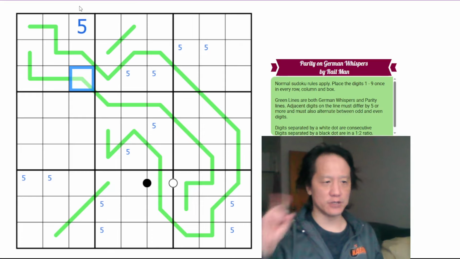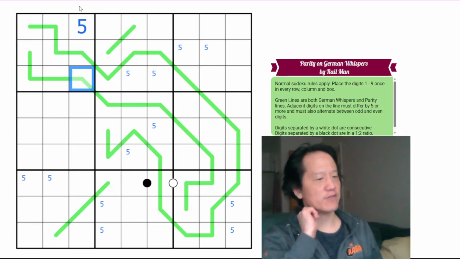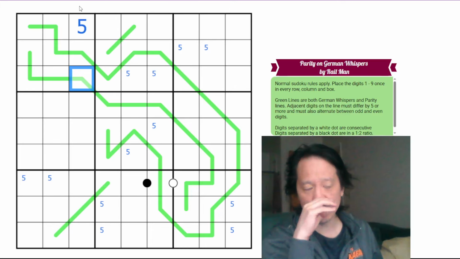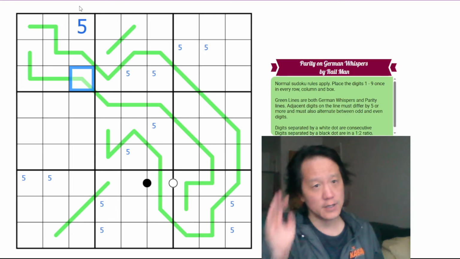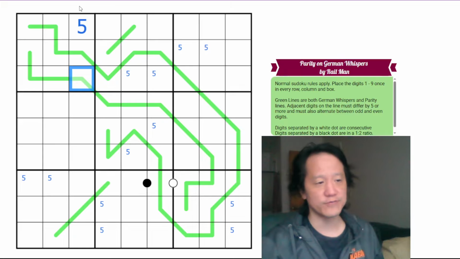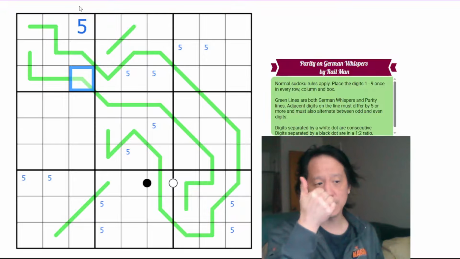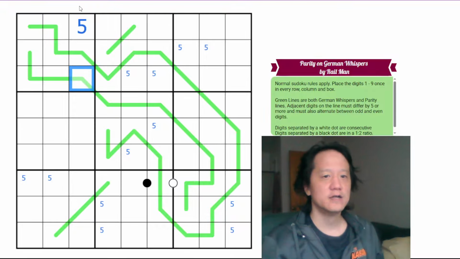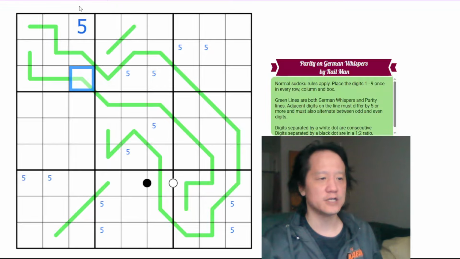We also know on a German whisper line or a whisper 5 line, you'll always alternate between low and high digits. Low being 1 through 4, high being 6 through 9. Because which digits can be next to 1 through 4 on a whisper 5 line? 1 can be next to 6 through 9, 2 can be next to 7 through 9, 3 can be next to 8 or 9, and 4 can only be next to 9. So next to a low digit, you're guaranteed a high digit.